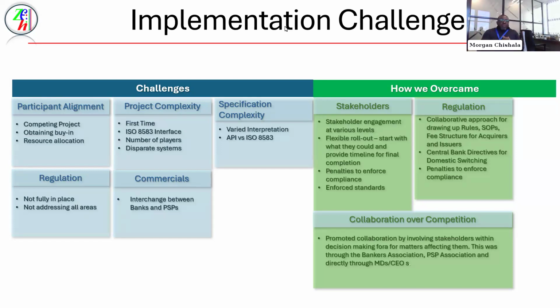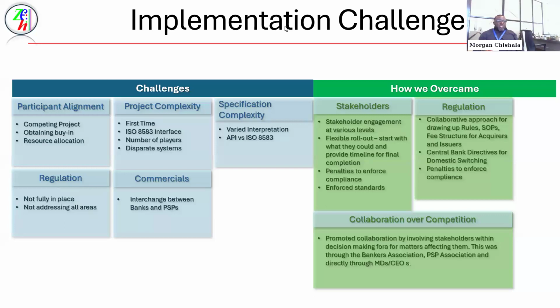The project was complex. It was a first time implementation. We went with the ISO 8583 interface, and for most of our local partners, this became a challenge. They needed to find a suitable partner to get the interface done in the ISO 8583. And at times understanding and getting that specification documentation correctly interpreted was an issue. We also had a number of players who had different systems.